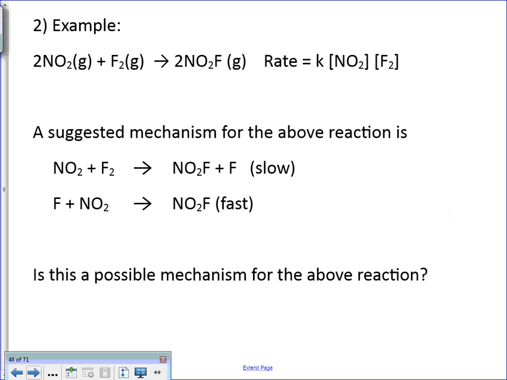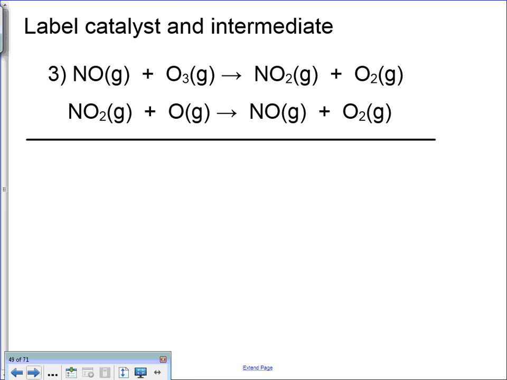So tell me, knowing all this information, is it a possible mechanism? Tell me really quickly your two criteria. Did we just do this one? Yeah, my bad, sorry, I had one that repeated. This was the one I'm looking for. Okay, tell me quickly, catalyst. NO, nitrogen monoxide, because it's present in the beginning and the end. Intermediate. Nitrogen dioxide is the intermediate. Okay, so what's the full reaction?